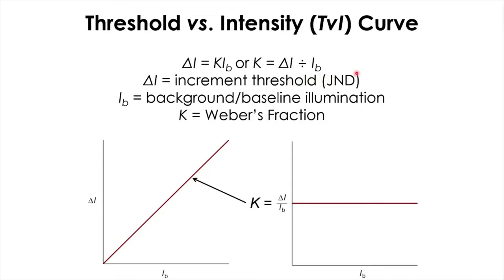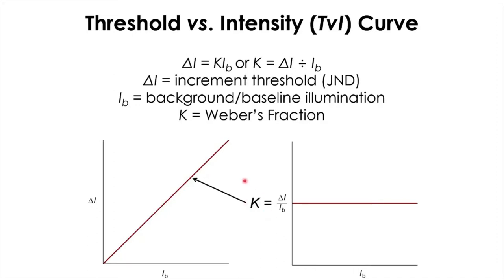So this is basically stating that the increment threshold is a linear function of the background luminance with a constant factor known as Weber's fraction. Now, if we plot the increment threshold delta I as a function of background intensity, then you will see a straight line with a constant slope of K.